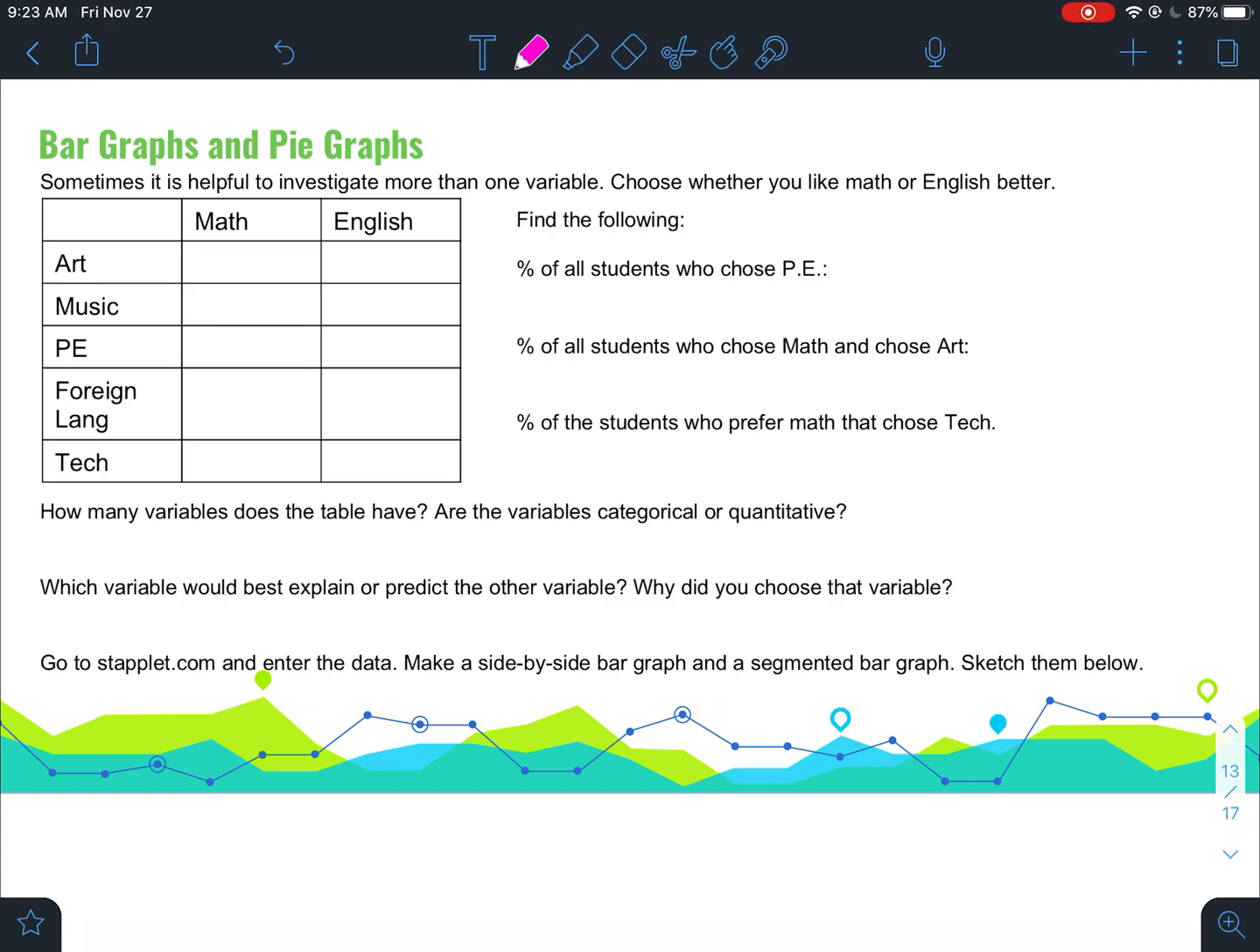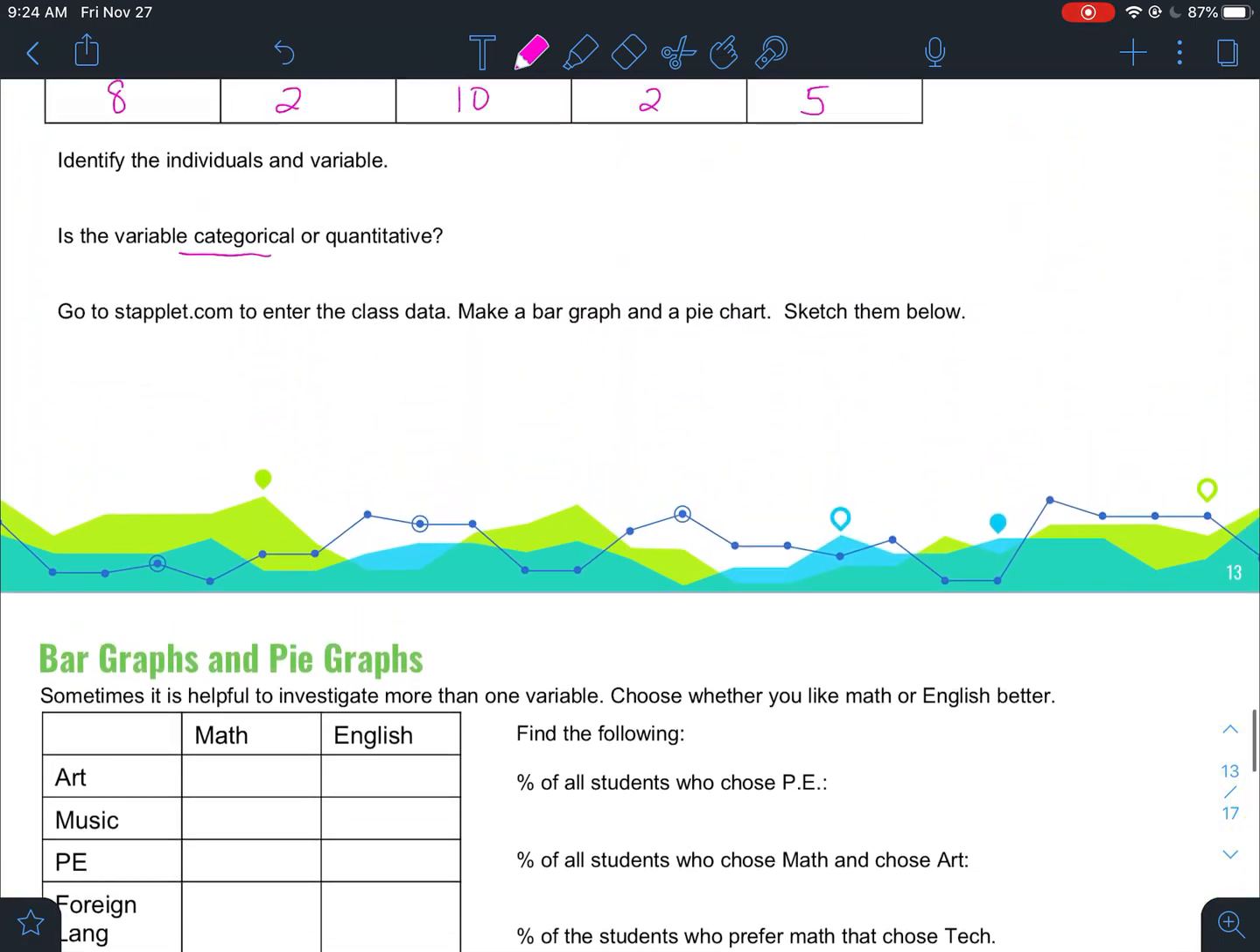Now sometimes it's helpful to investigate more than one variable. So let's start by saying, do you like math or English better? And then after that, you're going to tell me what your favorite elective subject is.